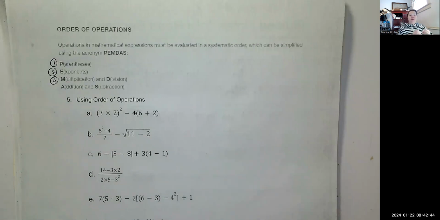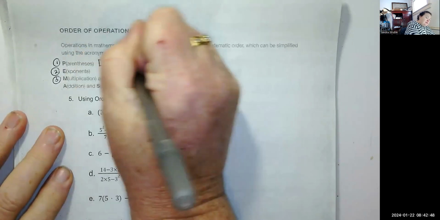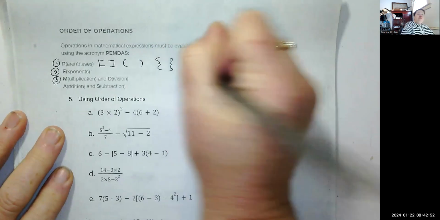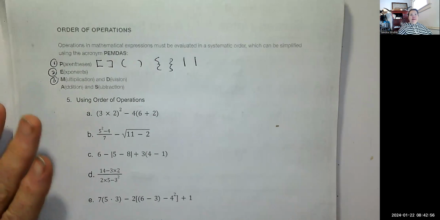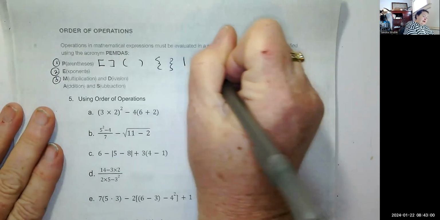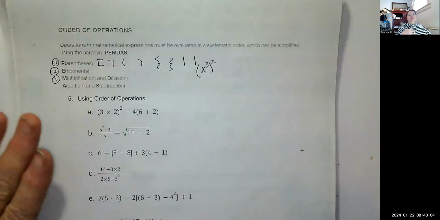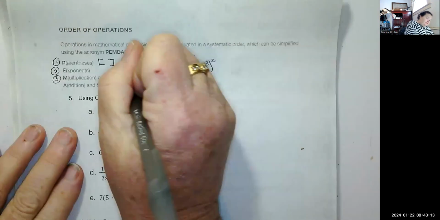You do them first. Anything with a parenthesis could be a bracket, a parenthesis, those cute little squiggly things. It could be absolute value, anything parenthesis related. Then the next is your exponents, which would be something like x cubed, squaring it, anything having to do with exponents. And then finally, multiplication and division, as you see the problem coming from left to right.